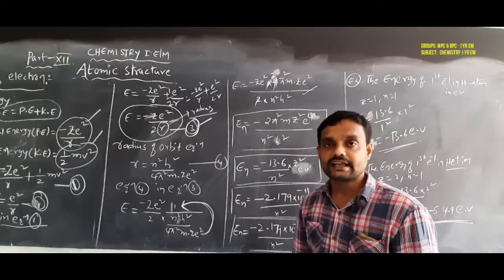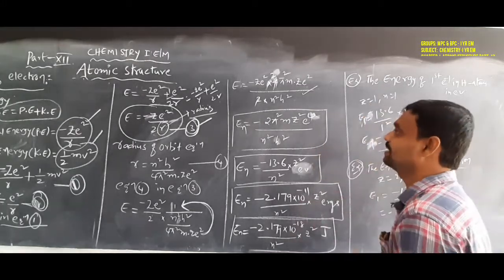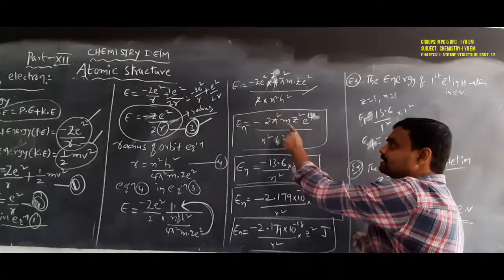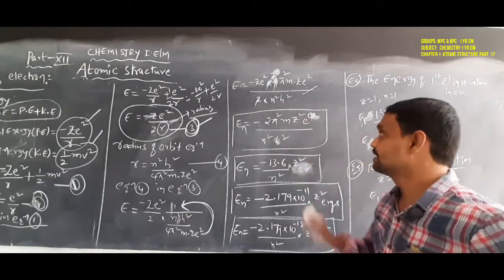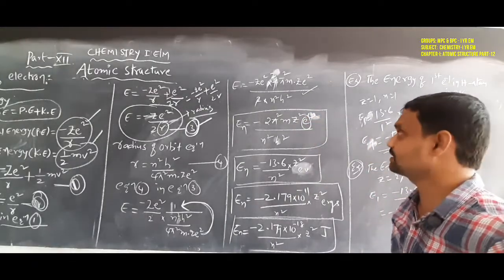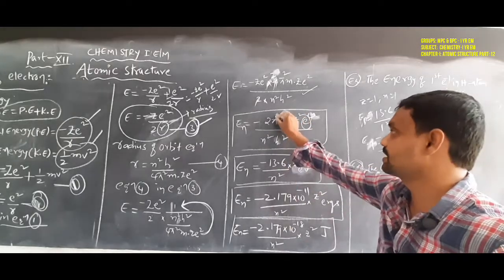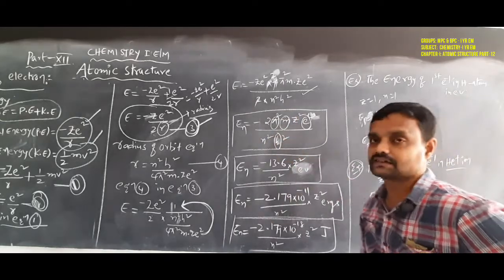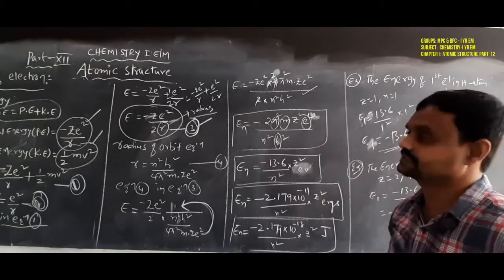This is the energy of an electron in the nth shell, nth level, nth orbit: minus 2 pi square m Z square e to the power of 4 by n square into h square. Here e is the charge of the electron, which is a constant. m is the mass of the electron, also a constant. Pi is a constant. h is Planck's constant, also a constant. So all the constant values are substituted in this equation.